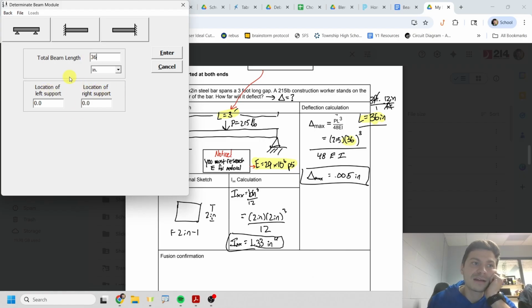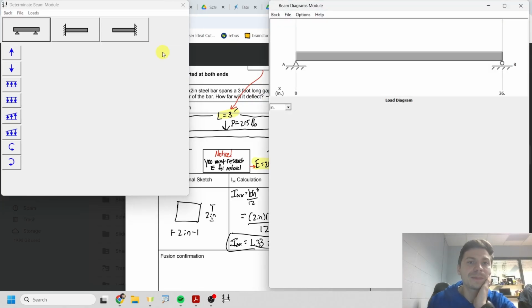What it's talking about is, if you think about an XY coordinate axis, what are the X coordinates of the left support and the right support? So if it's supported all the way at the ends, the left support is at 0 and the right support is at 36. Those are the X coordinates, 0 and 36. So I'll say enter, and now I've got my beam defined and I can see it here. It's supported at one end A, one end B, and it's 36 long.